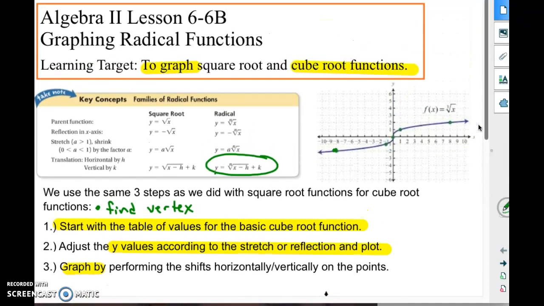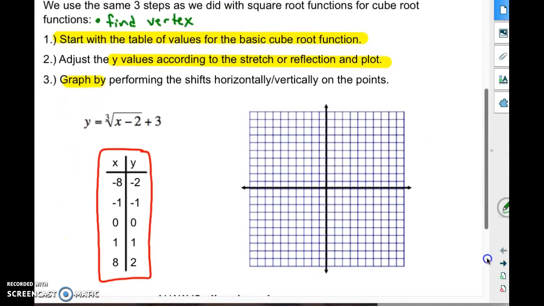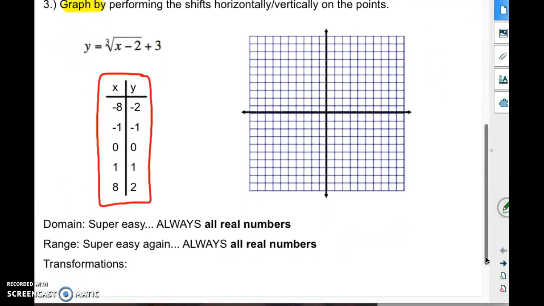So when we look up above at our example, they graphed these points for us. They have -8, -2, -1, -1, 0, 0, 1, 1, and then 8, 2. And when we connect these, it's nice and smooth. It's almost vertical through the vertex, and then it goes on. So let's try that with our points, or with our problem down here.